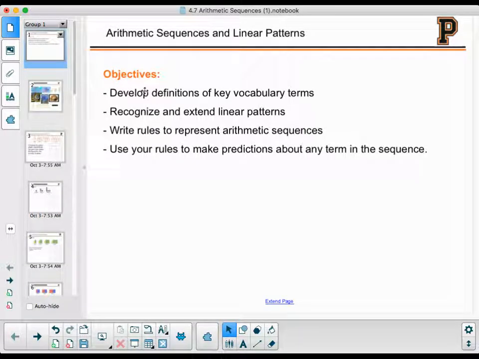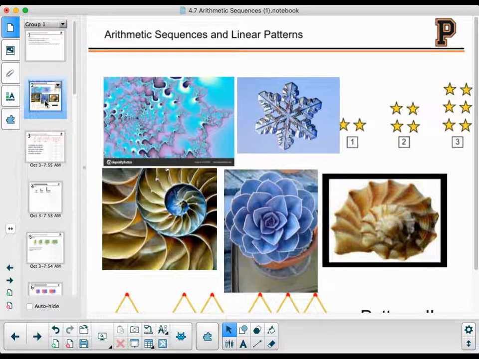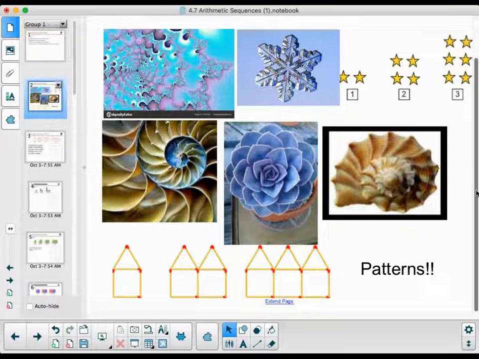All right, guys, welcome. Today we're going to be talking about specific linear patterns called sequences, develop some key vocab terms, recognize and extend some patterns, and then write rules that allow us to make some predictions about sequences. Now, patterns literally are everywhere in our world. You can see a lot of different patterns in nature, patterns with just figures and shapes and whatnot. And if you guys grew up building things, Legos, anything like that, you probably used some form of pattern to do those. Today we're going to be talking about specific patterns called sequences, and they're essentially just number patterns.